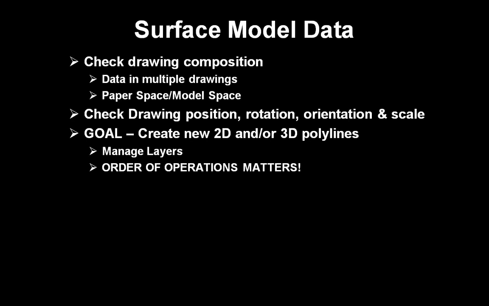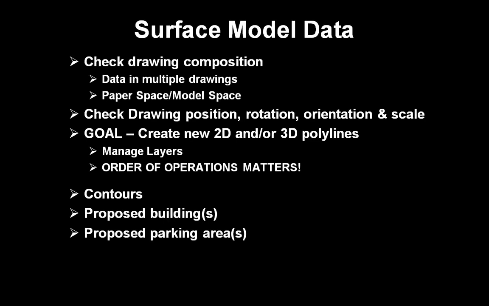A lot of times that's something you just end up having to learn, because on one project it may be beneficial to do it in A, B, C order, and the next time it may be more beneficial to go B, then A, then C. So what are our 2D and 3D polylines? Contours. We're going to look at checking and making sure our existing contours are in good shape, proposed buildings, proposed parking areas, and then of course any spot elevations that we're going to need.